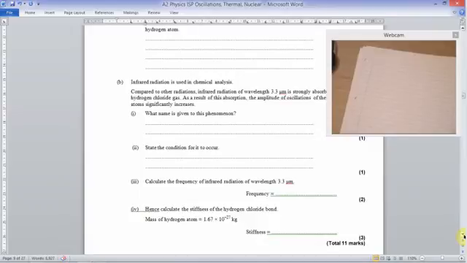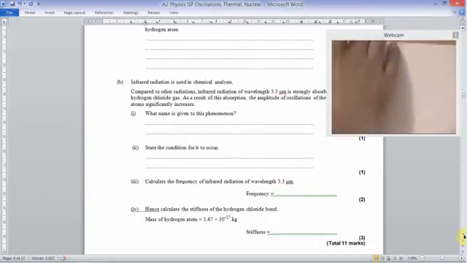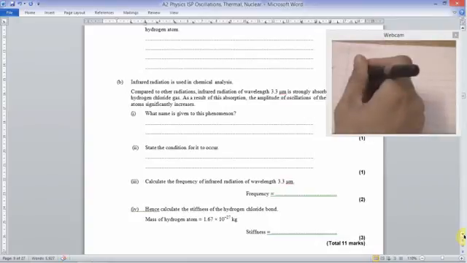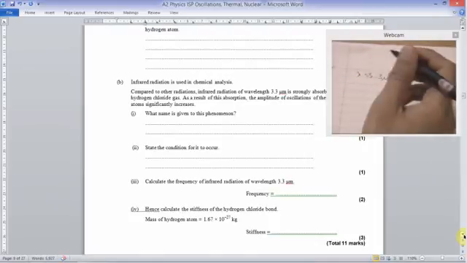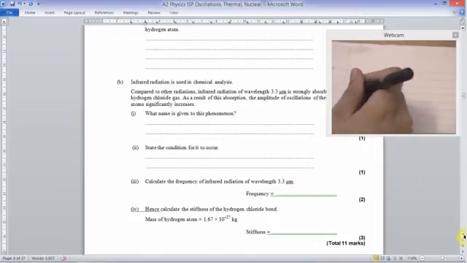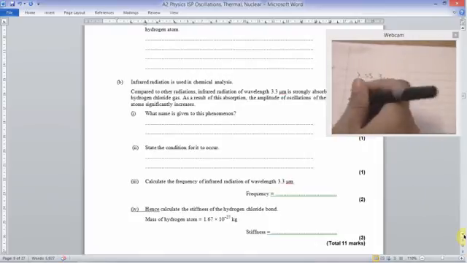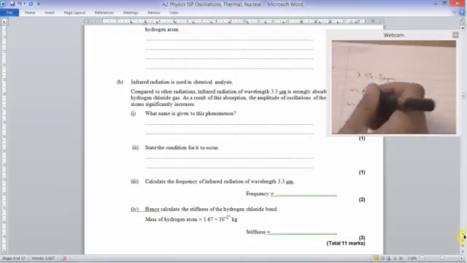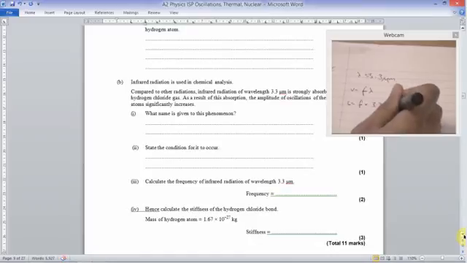Calculate the frequency of the infrared radiation of 3.3 micrometers. Well, 3.3 micrometers is your wavelength. Wave speed is equal to frequency times wavelength. Wave speed is the speed of light, frequency is what we want, and wavelength is 3.3 times 10 to the minus 6 meters. Rearrange for f, this is straightforward as that.